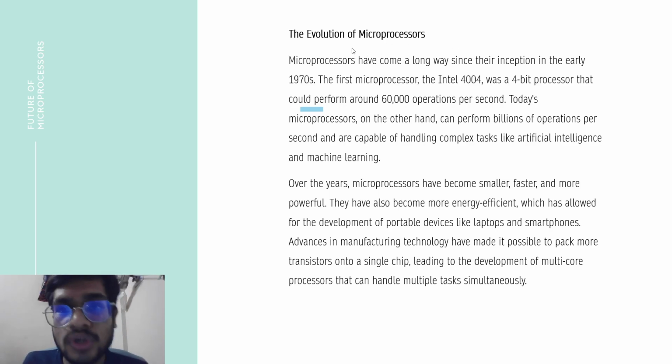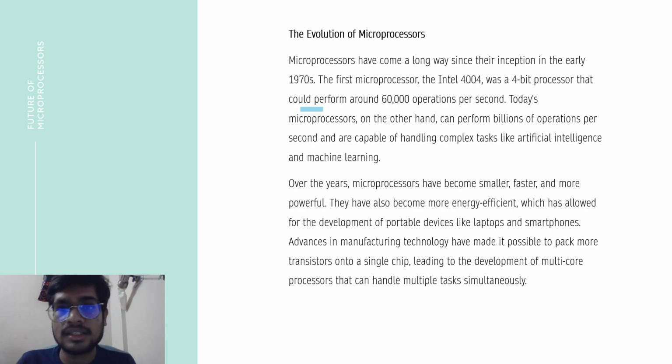We'll see the evolution of the microprocessor. Microprocessors have come a long way since their inception in the early 1970s. The first microprocessor was the Intel 4004, a 4-bit processor that could perform around 60,000 operations per second.